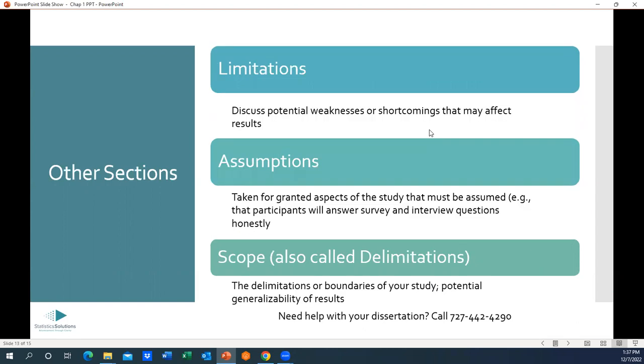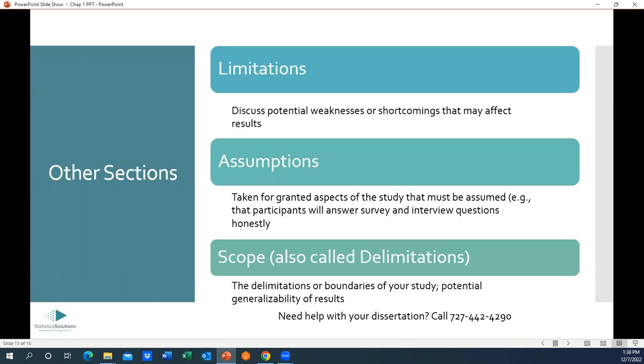Okay, and other sections I've kind of lumped together. Some schools have them, some schools don't. Some schools have a mixture of them. One is limitations. And these sections aren't long. They can be a little tricky because you're going to be scratching your head thinking, what do I add here? And this is another good place to again look at approved dissertations for examples.